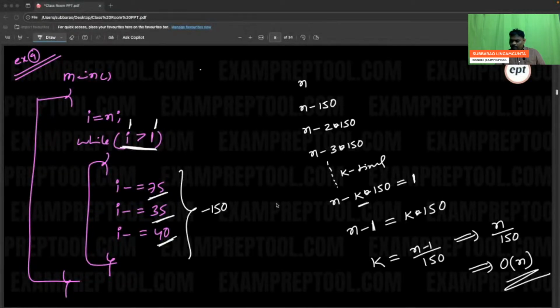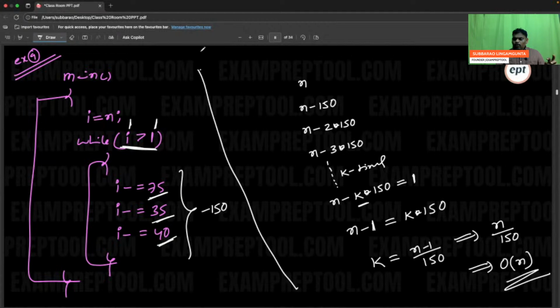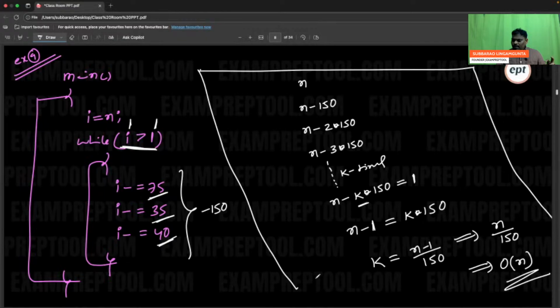Proof also I gave. Remember, very simple. No need to go through the proof every time. Some people are going to the proof every time. No, bhaiya. It is only for your convenience, only for your understanding purpose, I said. In exam, don't do any proof.